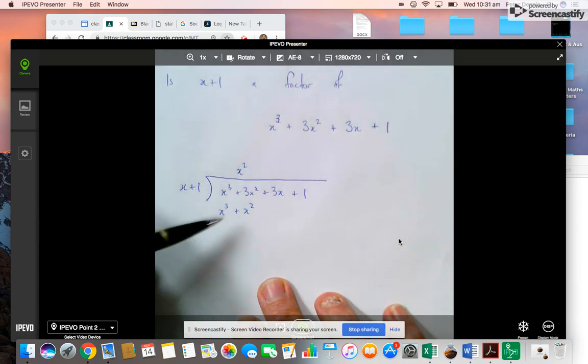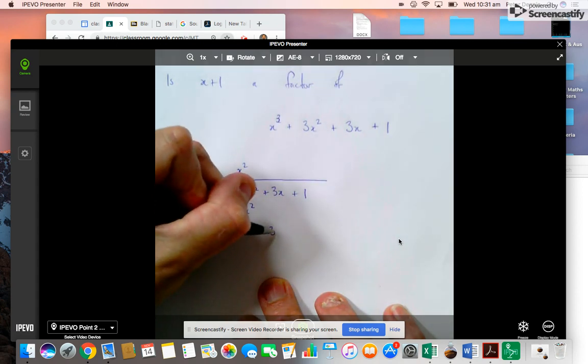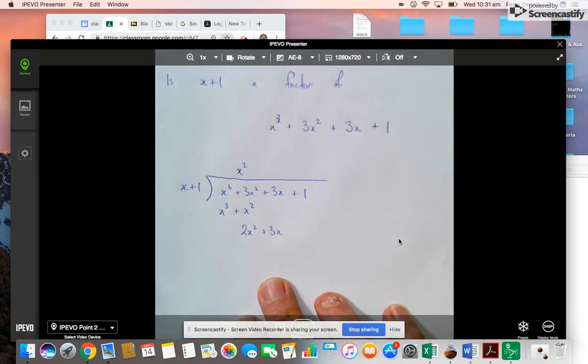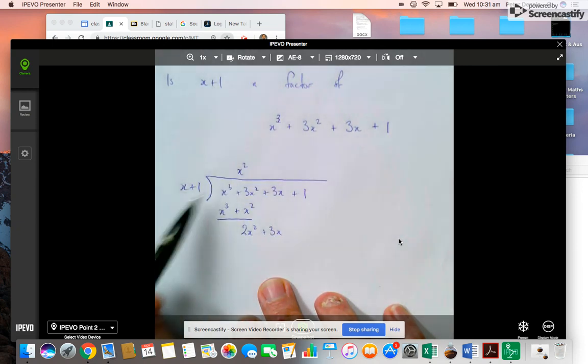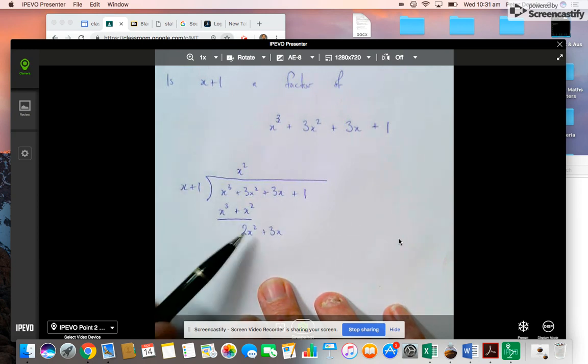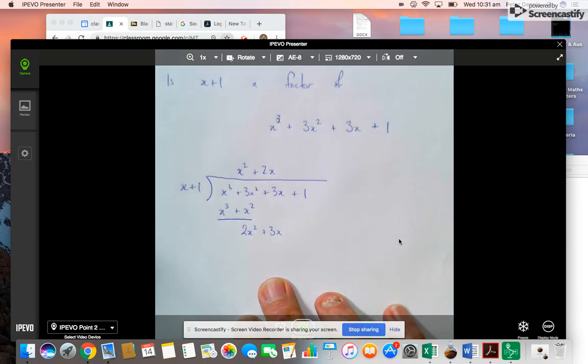And that's really all it is. X squared times this is going to be x cubed, which is exactly what we want, plus x squared. And then we can just subtract these two things. So 3x squared minus x squared is 2x squared plus 3x, and we bring down the next power. So the first thing we say is, how many times does this go into this? So how many times does x go into 2x squared? That would be plus 2x.